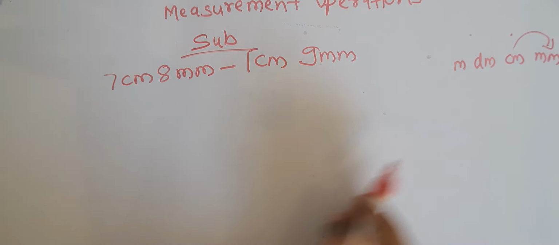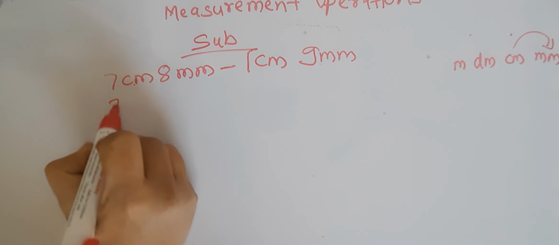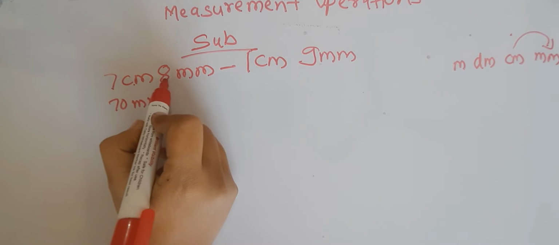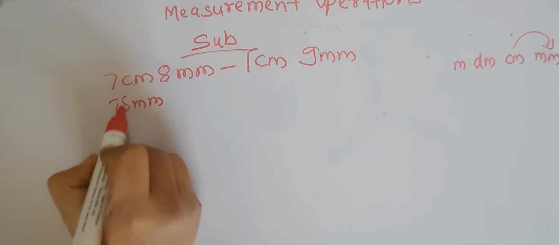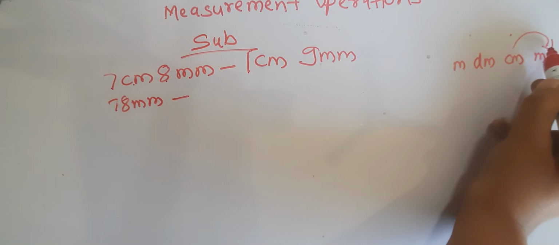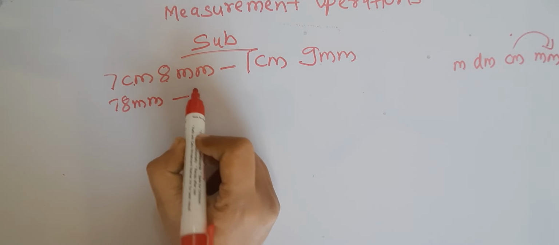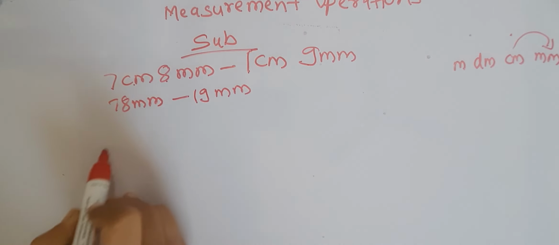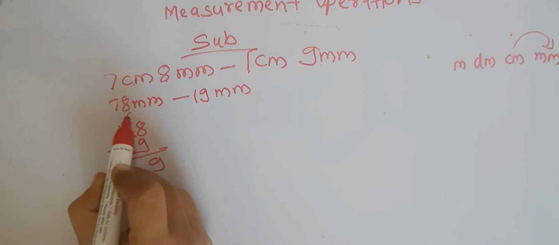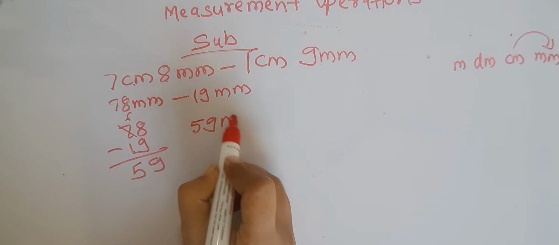So we'll perform multiplication, and by how much? By 10. So it is 70 millimeter, right? 7 into 10, that is 70 millimeter, plus this 8. So it will be 78 millimeter minus 1 centimeter. If I multiply it by 10, it will be 10 millimeter, 10 plus this 9, that is 19 millimeter. Now we can do 78 minus 19. Okay, and that gives us the answer 59. So it is 59 millimeter.